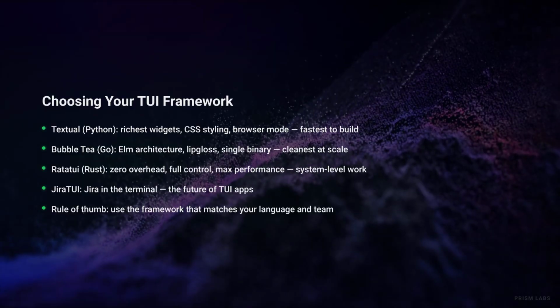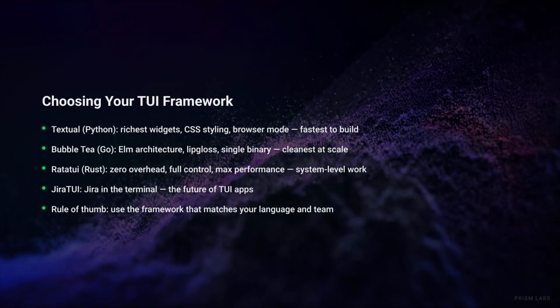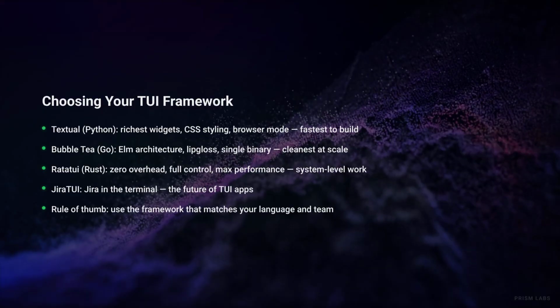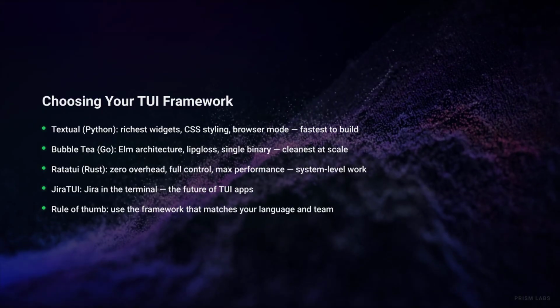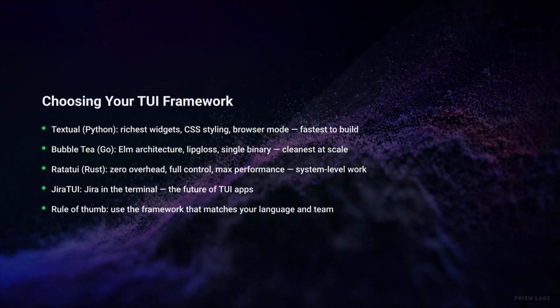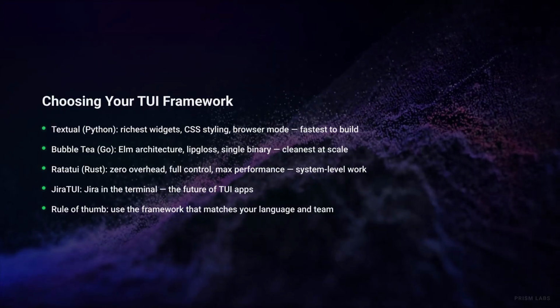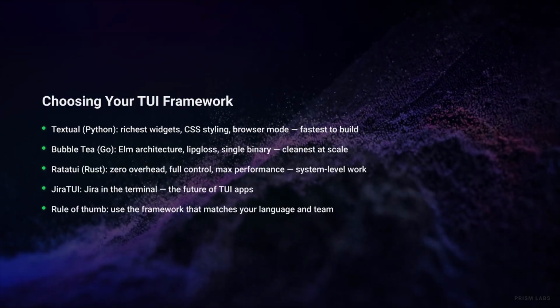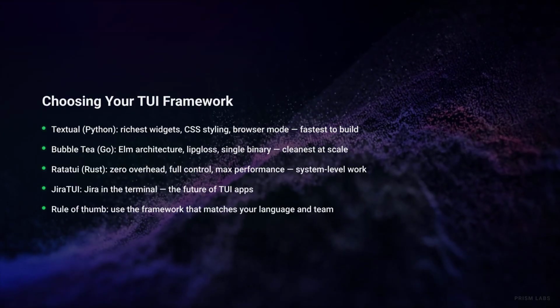If you're in Go and care about clean architecture and beautiful output, Bubble Tea with Lip Gloss and Bubbles. The Elm pattern produces maintainable code at scale. The Charm ecosystem gives you stunning visuals with minimal effort. Distribution as a single binary is a real advantage.